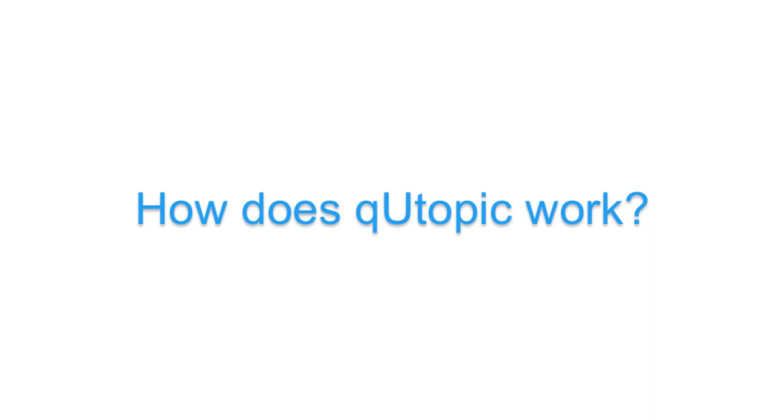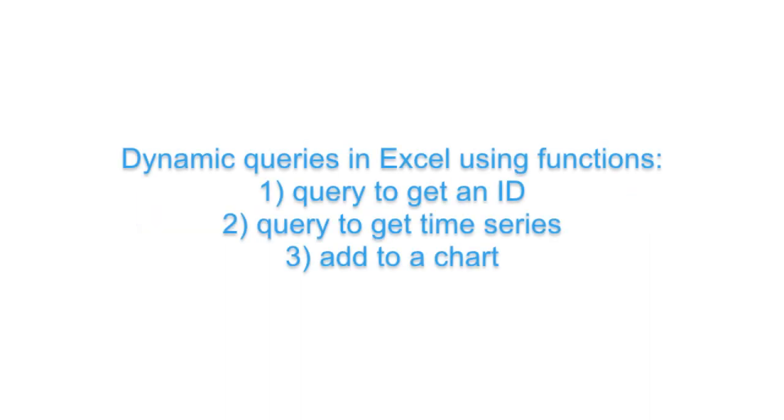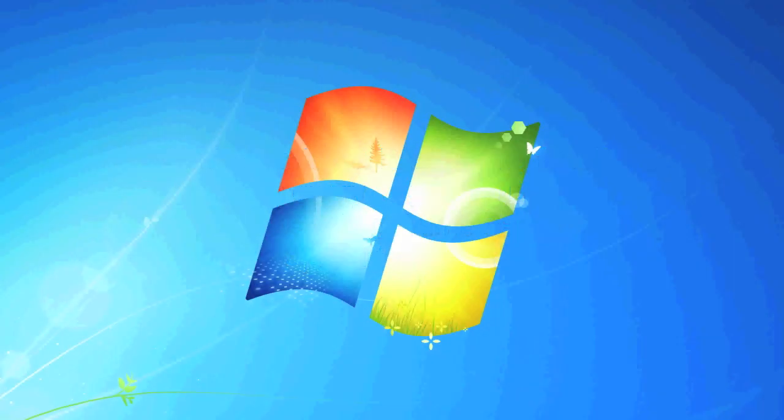I'm going to do two very small queries to a local database to get the time series in Excel, and then I will add it to a chart. These queries will be dynamic. I will do this in two steps. I need to get the ID and then the time series.